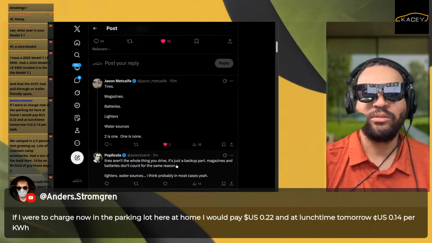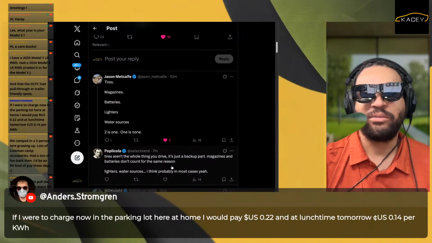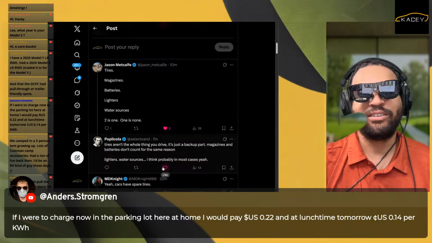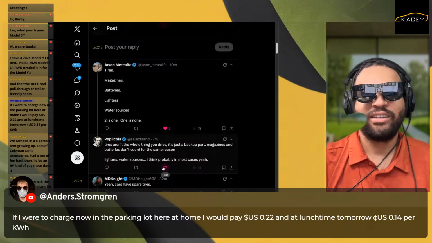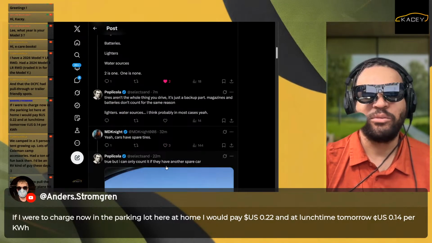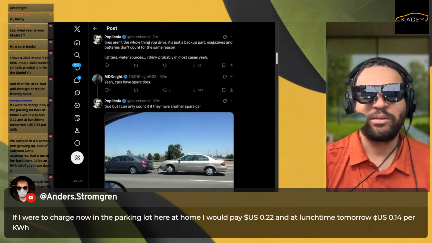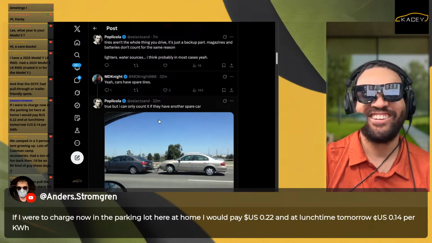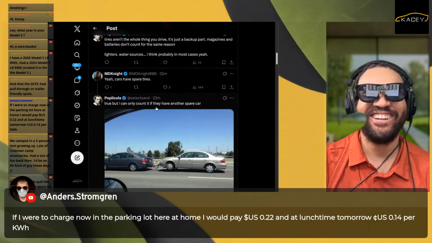Tires aren't the whole thing you drive. It's just a backup part. Magazines and batteries don't count for the same reason. Batteries do count. Lighters and water sources, I think in most cases, yeah. Yeah, two is one and one is none. Just like backups. This guy with a whole extra car. True, I can only count it if they have a whole spare car.